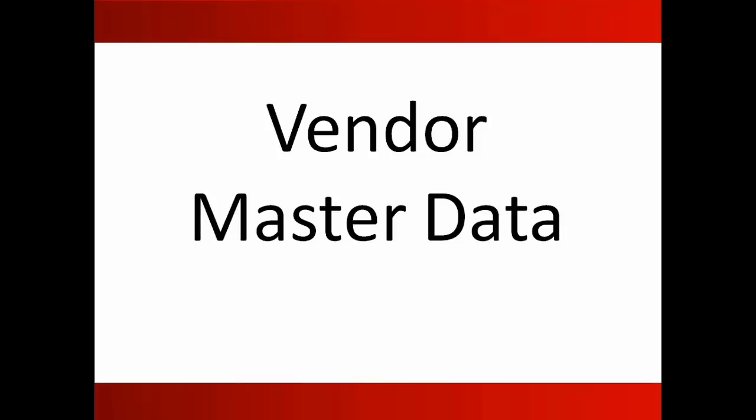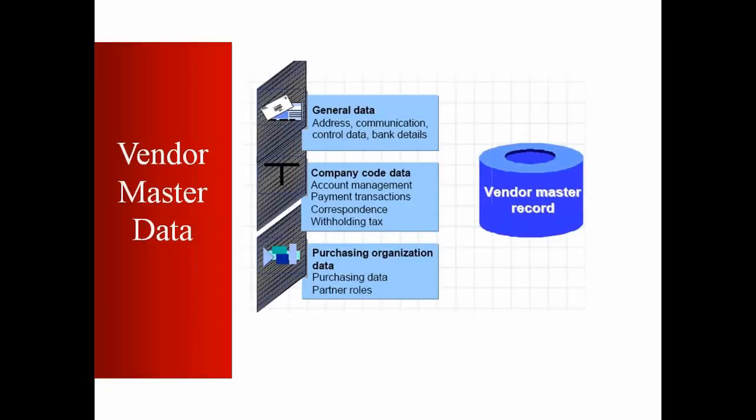Okay, three different types of view. So first view, I will show you in a minute how to create a vendor master, but first view is your general data. You can see here general data. In general data, what we enter is information like the address of the vendor, vendor bank details, vendor phone number, their email address, their fax number. So that generic data is entered in the general data.